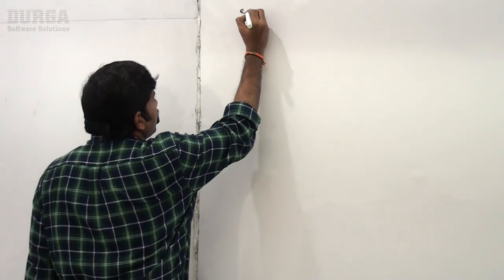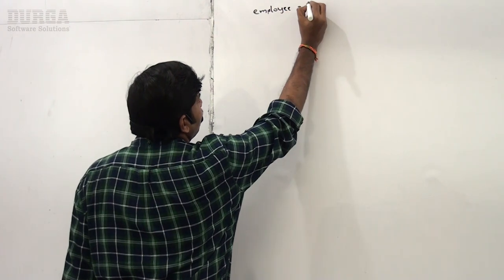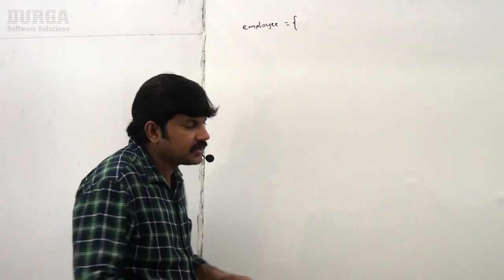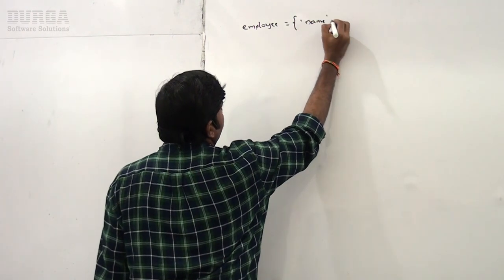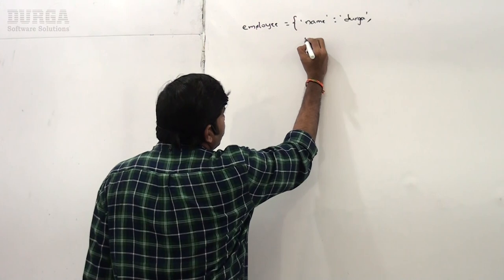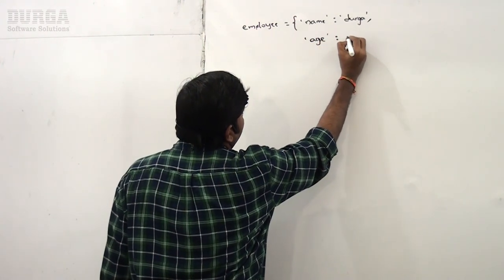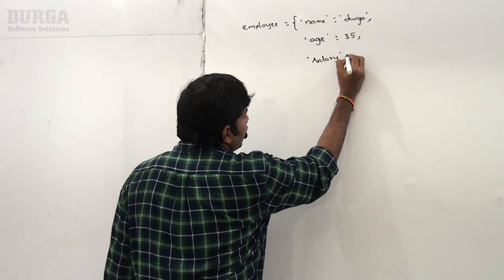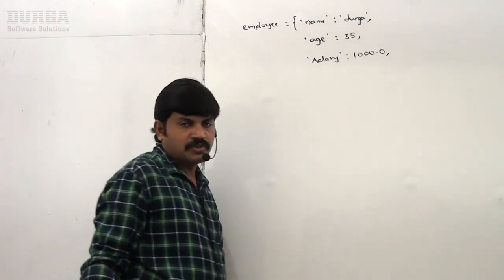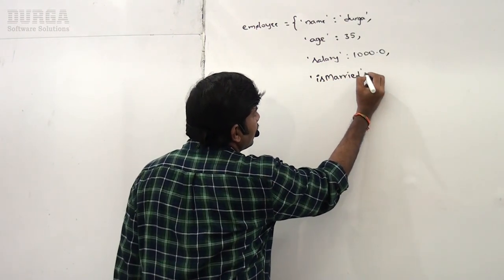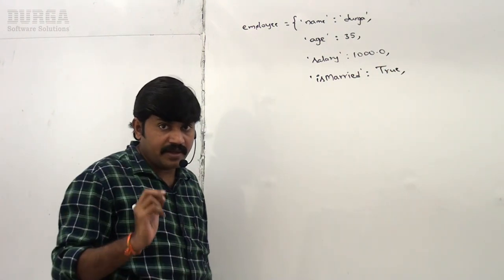Sir, I have one Python dict. Assume that employee is the Python dict. Dict means what? A group of key-value pairs. Assume the name of the employee is Durga. Next, the age of the employee, some 35, like I'm taking. Next, the salary of the employee, some 1000.0, I'm taking. Next, is_married: this employee is married or not, True, sir.